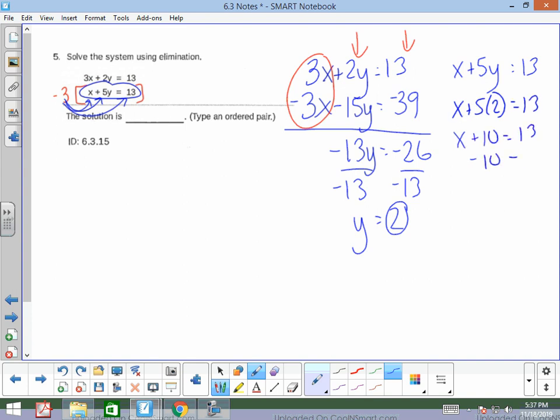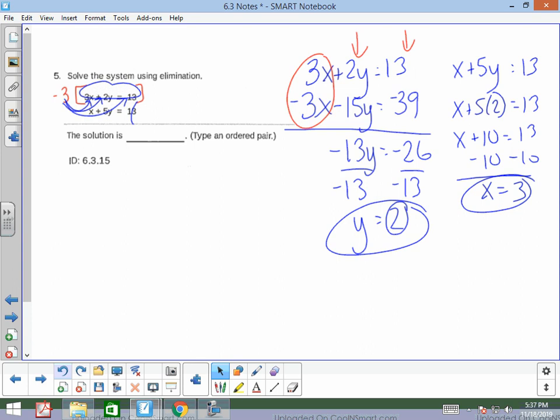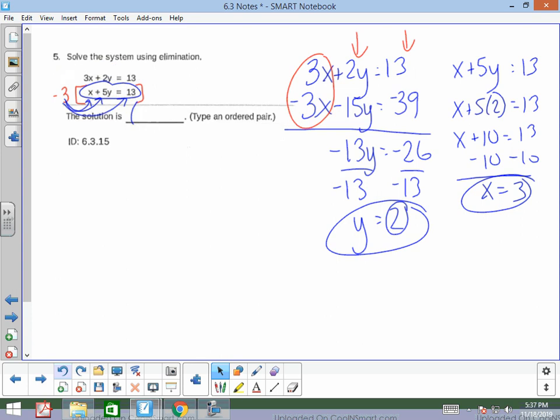So subtract 10, and x equals 3. So x equals 3, y equals 2. Write it as an ordered pair. Make sure that you write the x term first. So x is 3, y is 2. Okay? All right. Let's do one more of these, and then we will look at some other type.